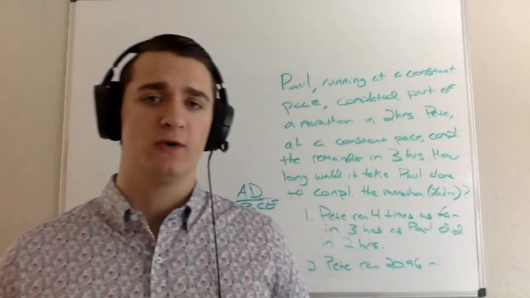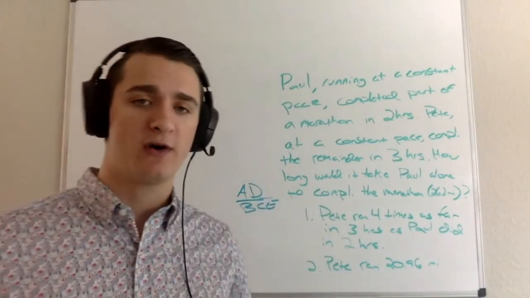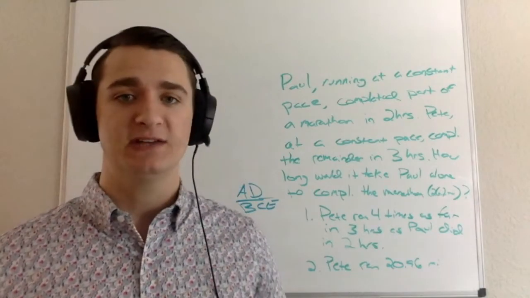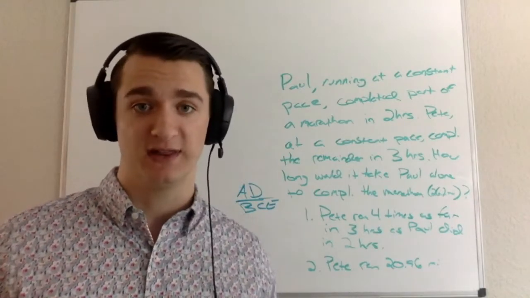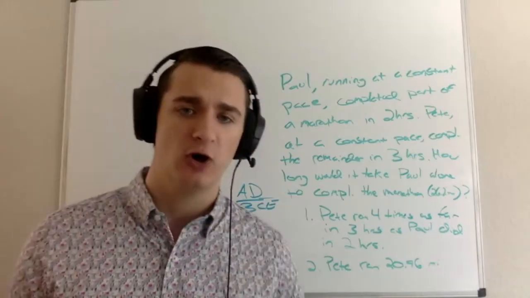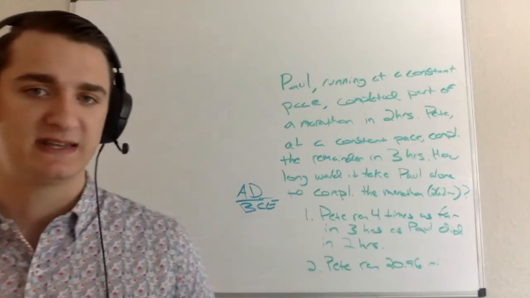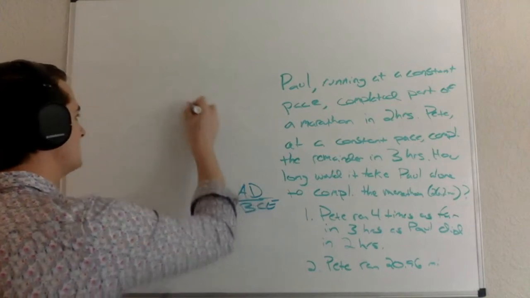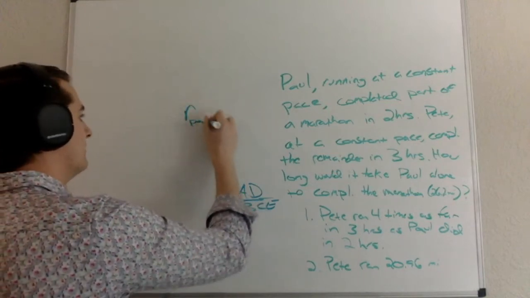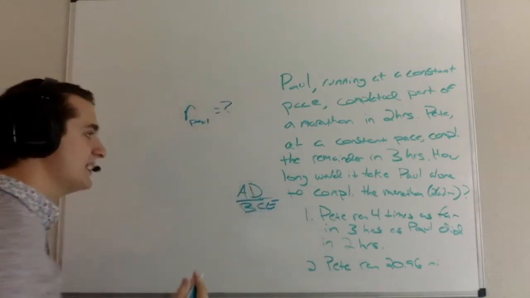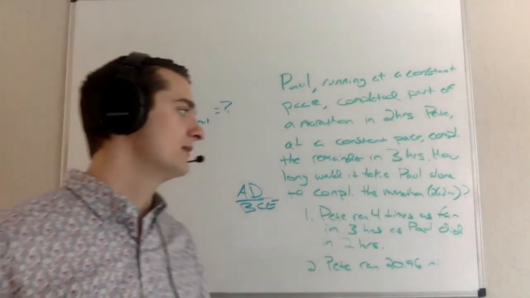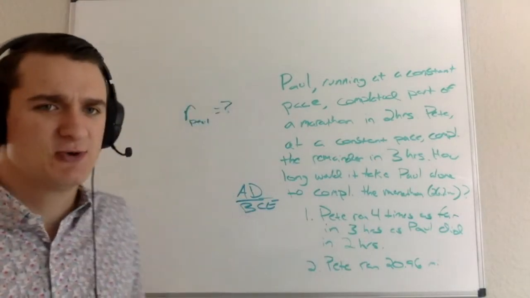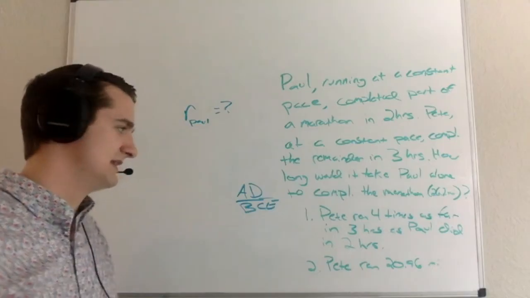Now, what I'm told is this, is that Paul ran part of a marathon in 2 hours. Pete ran part of a marathon, the rest of the marathon in 3 hours. I'm asked how long it would take Paul alone to complete the marathon. So basically, if I can find some sort of rate for Paul, that's what I'm asked for. Because if I can find a rate for Paul, then I'll know how long it would take him to complete the marathon. So when I push the question, it's a lot more simple.